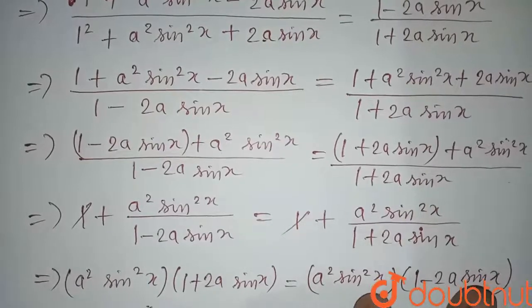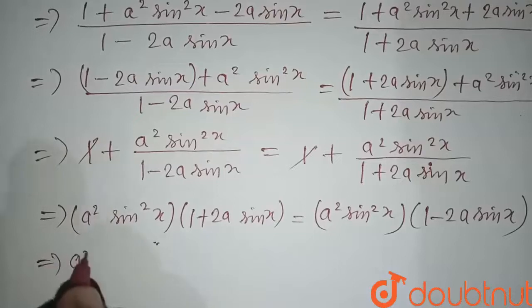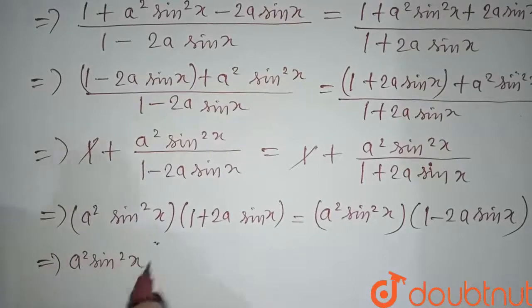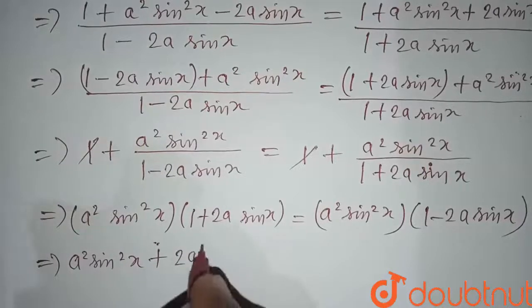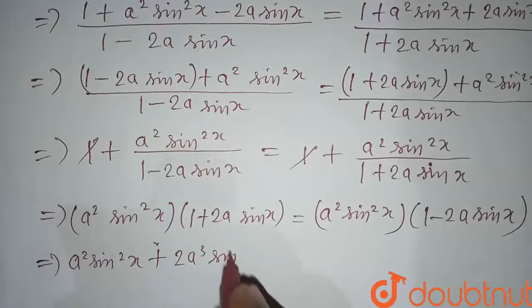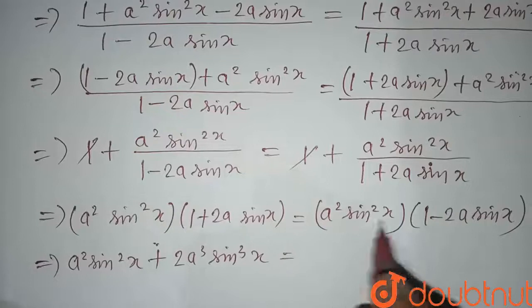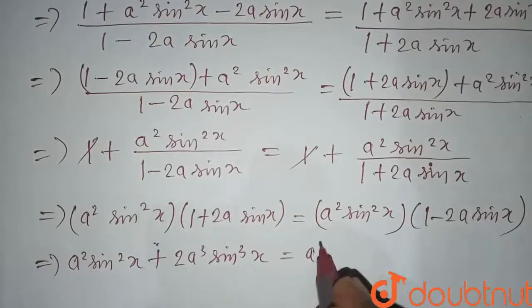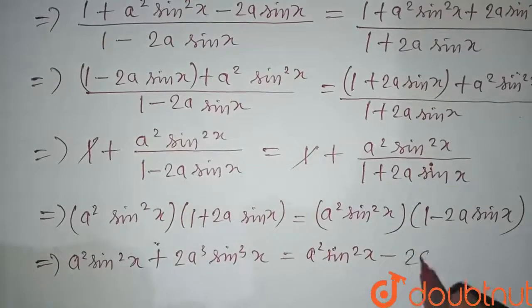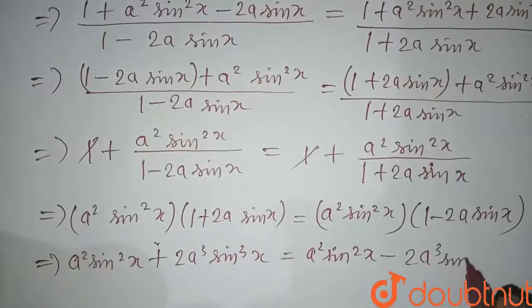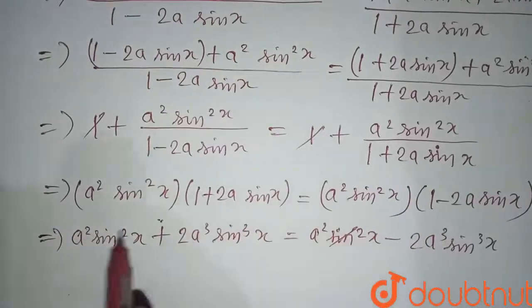Now we'll multiply these, so here we get a² sin²x, and when we multiply this term, this will be plus 2a³ sin³x. It is equal to, when we multiply this, a² sin²x minus 2a³ sin³x. Now the a² sin²x terms cancel out here.